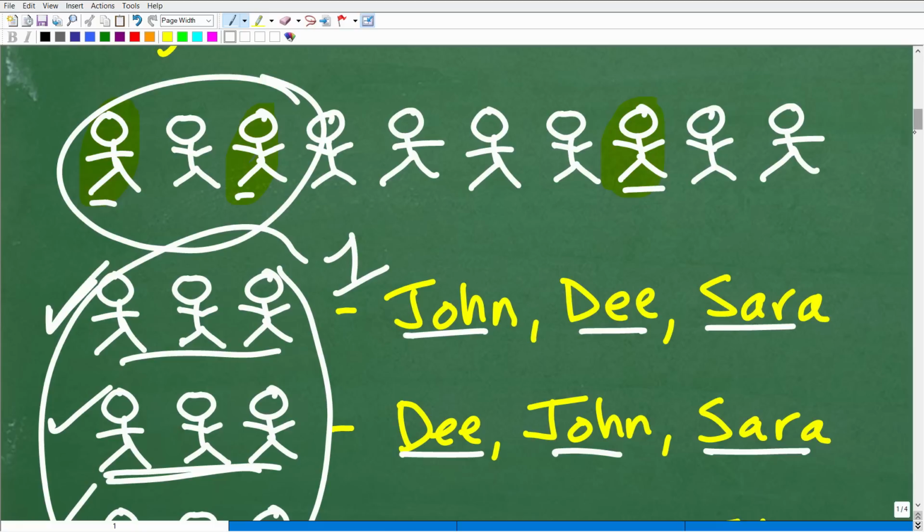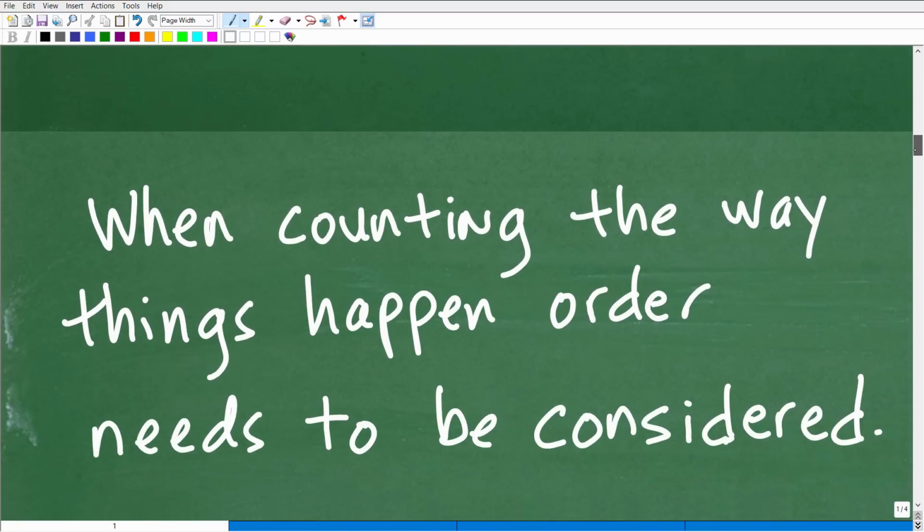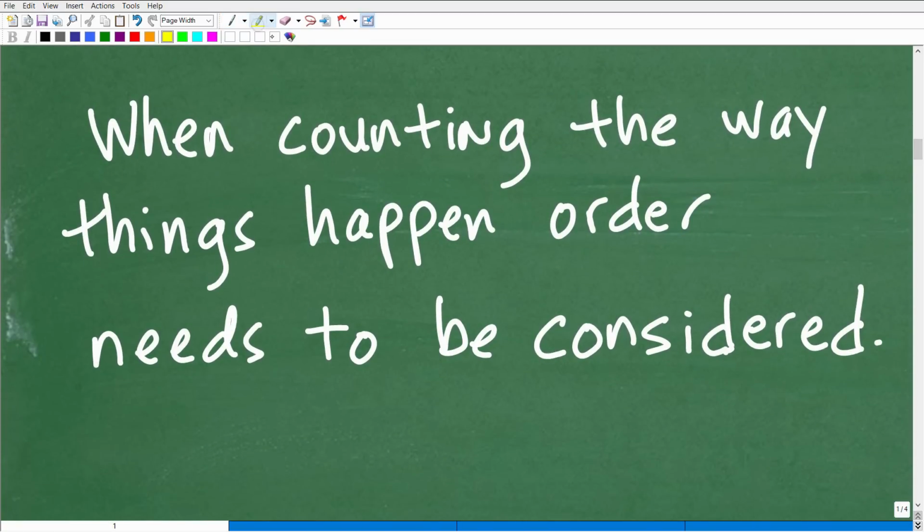So this is really, really important when it comes to counting. And here is one of the main principles that I want you to remember when it comes to counting problems in mathematics. When it comes to counting, the way things happen, order needs to be considered. In other words, does the order make a difference, or does order not make a difference?